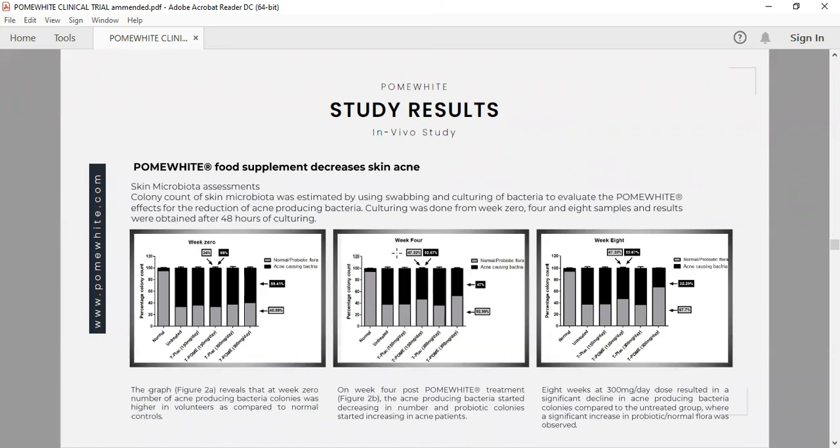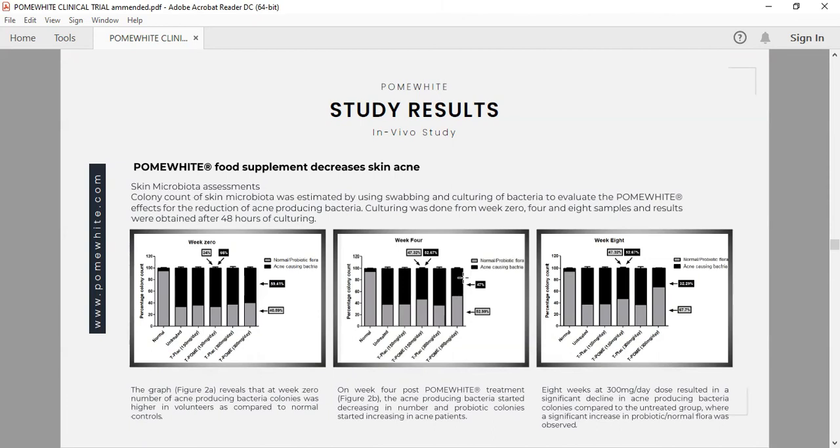Then after week 4, obviously the normal skin has almost the same quantity of flora. But in our treatment groups, we could see that the flora of acne causing bacteria is much more. This is shown in black color, while the commensal bacteria or the normal flora is reduced. In case of placebo, no difference could be seen. But in case of Pomewhite treatment, a slight increase was there. Similarly, a slightly greater increase was there at the 300 mg dose after 4 weeks of treatment.